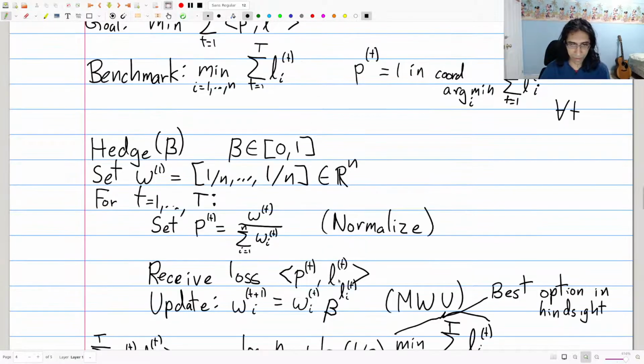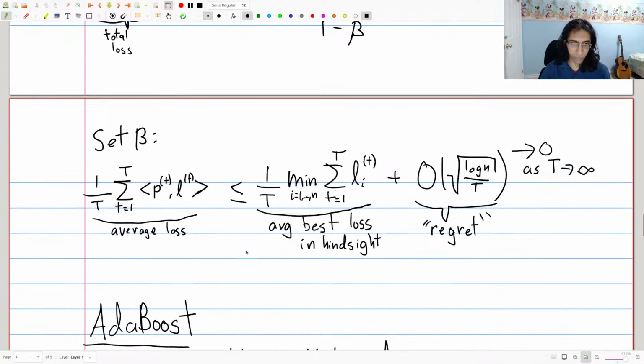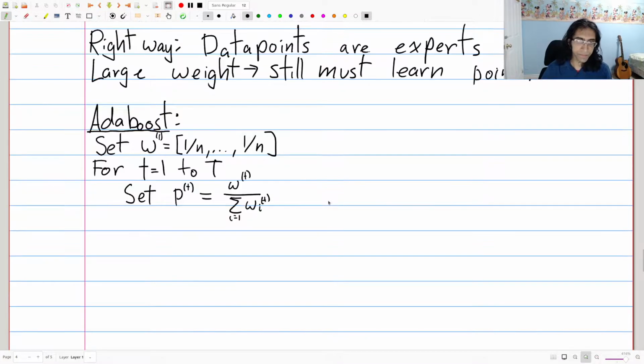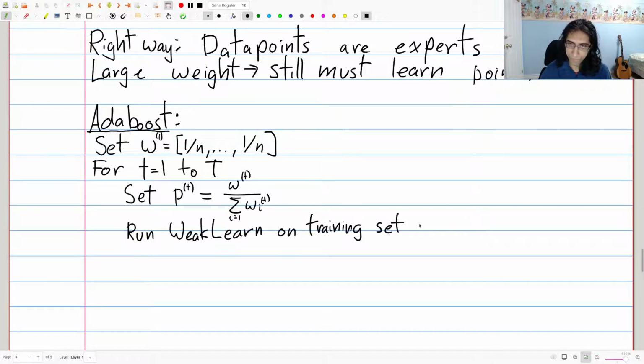Now the key thing is, before, we just took the inner product with these losses. But how do we penalize our algorithm? How do we want our algorithm to learn? Well, this is where we essentially use our weak learn algorithm. Remember, we assume that we had some weak learn algorithm that gets, say, 51% accuracy on a training set. So what we do is run weak learn on the training set with weights p sub t.